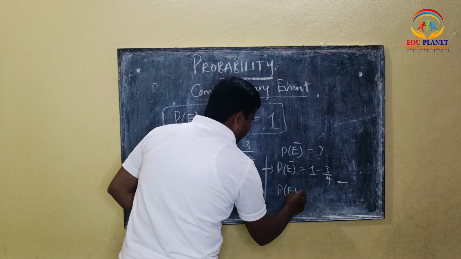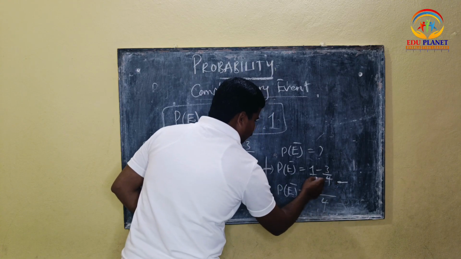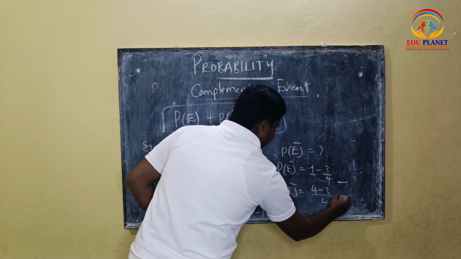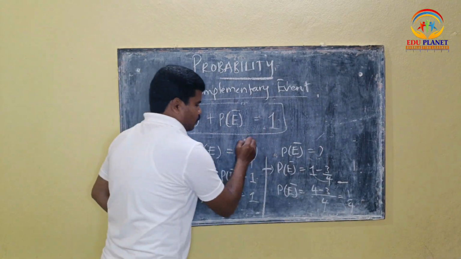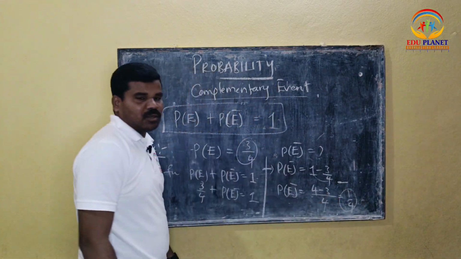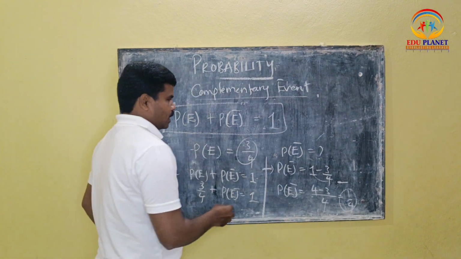Probability of not event equals, see, the denominator would be 4. 4 ones are 4 minus 3. It means 1 upon 4. Probability of event value is 3 by 4. Probability of not event value is 1 by 4. If you add them, you are going to get 1 exactly.